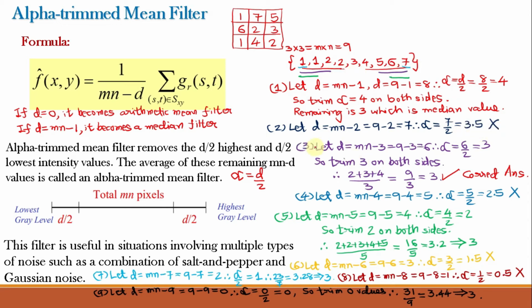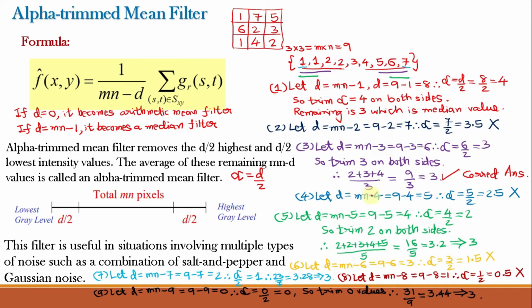Next, let us take the third case. So d is equal to mn minus 3, that is 9 minus 3 which is equal to 6, and so alpha will be 6 by 2 which is equal to 3. So trim 3 on both the sides of these ordered values. Okay, so we will be trimming, you can see this color, we will be trimming these 3 values, these 3 values, and what is remaining? That is 2, 3 and 4, right? So remaining values we will sum up and find out the mean value. Okay, so 2 plus 3 plus 4 divided by 3 which is equal to 9 by 3 which is equal to 3. Okay, so 3 will be your answer when you take d is equal to mn minus 3.